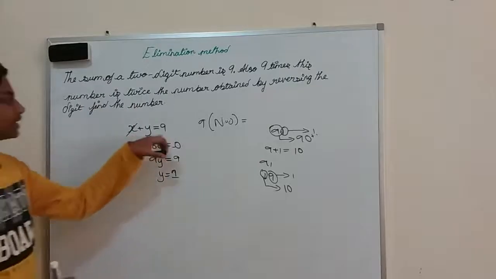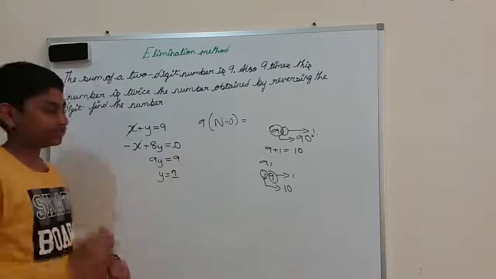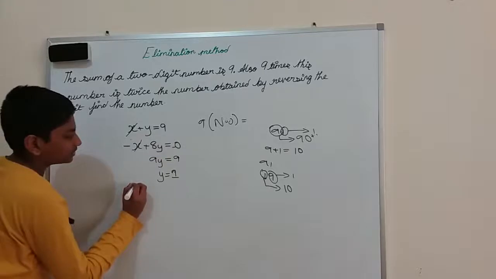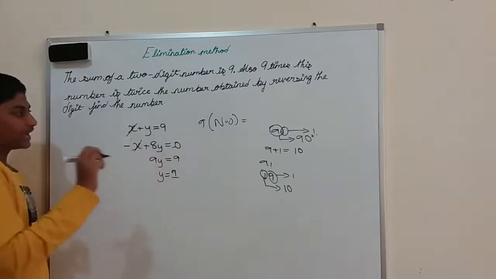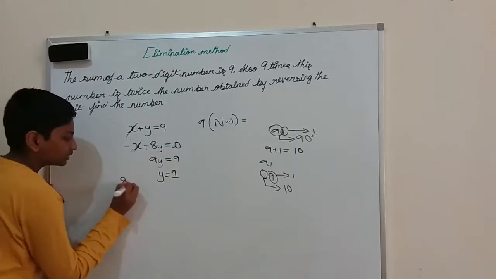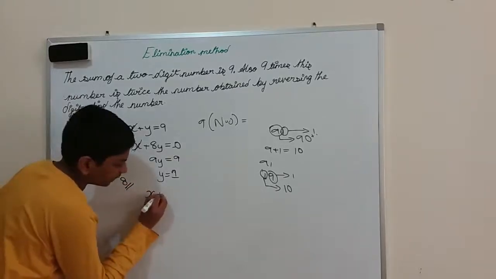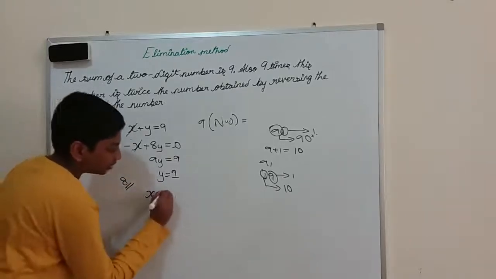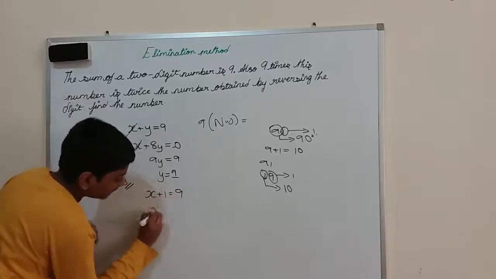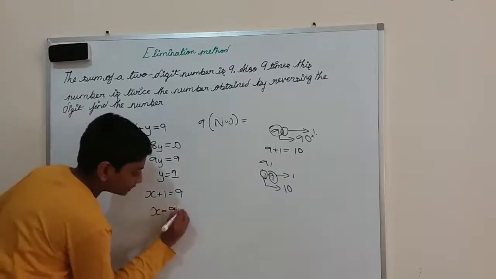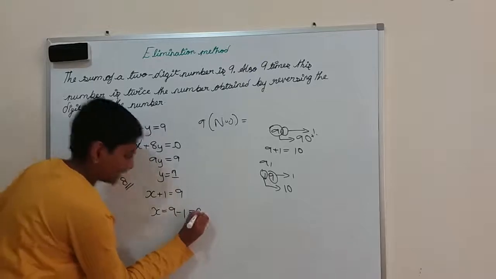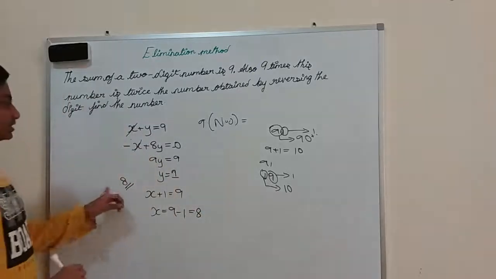So x plus y should be equal to 9. So x will be nothing but 8, transferring y. How did I get 8? x plus y, where the y value is 1, should be equal to 9. So x is nothing but 9 minus 1, which is equal to 8. Now we got the values of x and y.